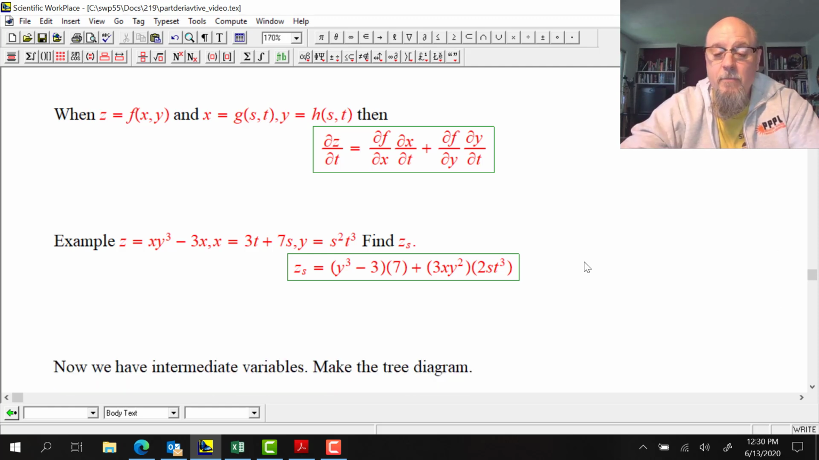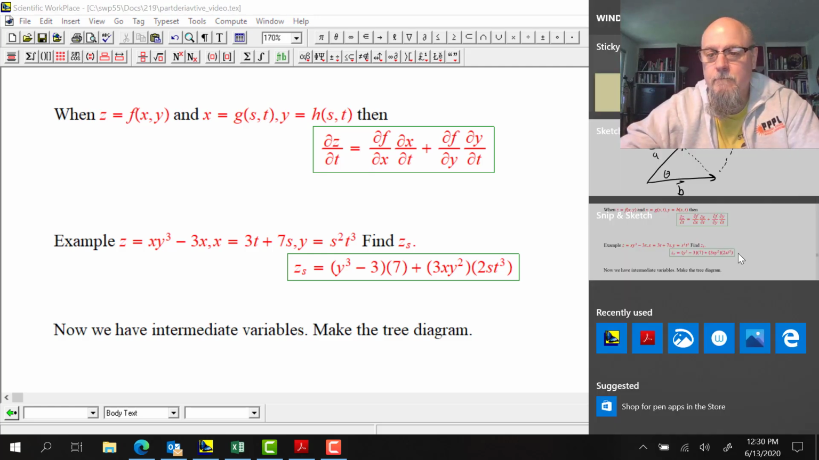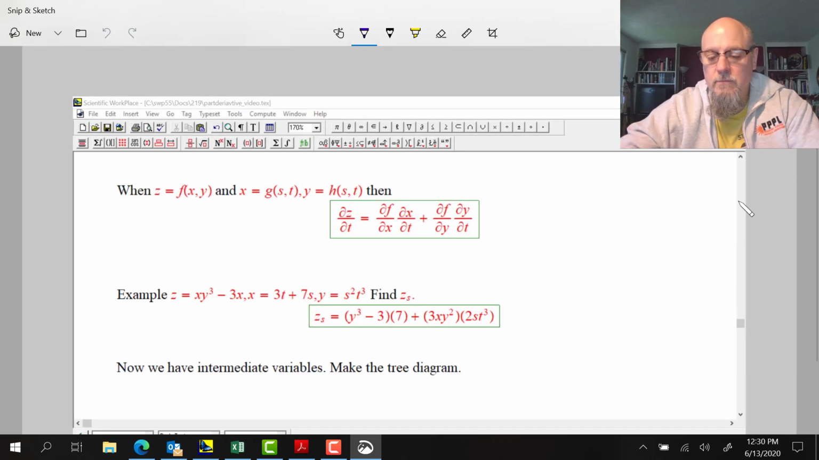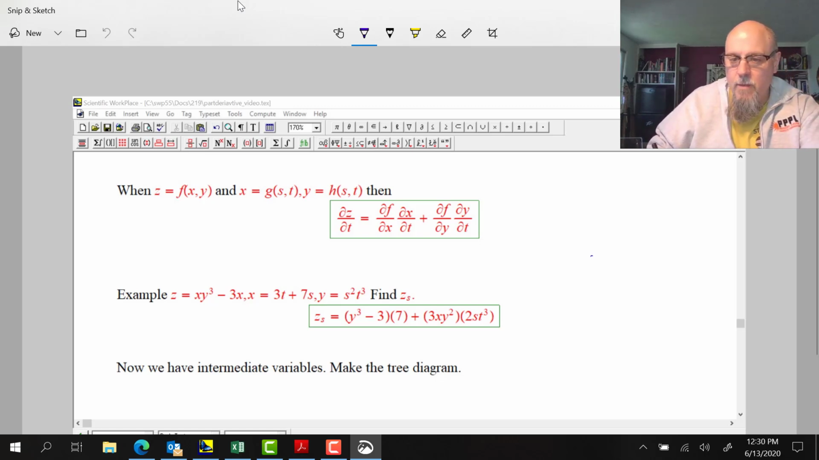So now we have intermediate variables, and it says there make a tree diagram. The tree diagram to which I am referring, let's draw that. The tree diagram to me is a good way to organize these things. It's a good way to remember. Here I've got the z, the dependent variable, and it's a function of x and it's a function of y. X is a function of s, and x is a function of t. Y is a function of s, and y is a function of t.